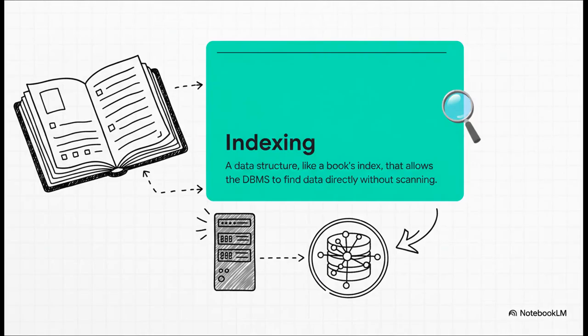The answer is indexing, and it works exactly like the index at the back of a textbook. Instead of reading the whole book cover to cover to find one topic, you just look it up in the index, and boom, it tells you the exact page number. A database index does the exact same thing for your data, letting the DBMS jump right to the record it needs without scanning everything else. It's the secret to its incredible speed.